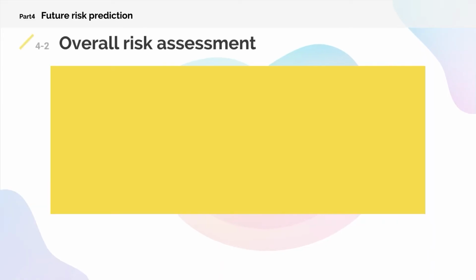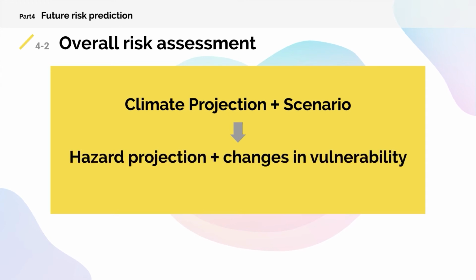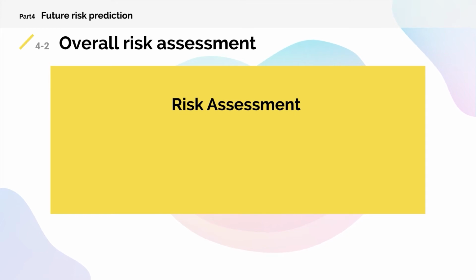A procedure for future risk assessment is illustrated here. First, hazard projections, such as projections on areas likely to be submerged by river flooding, are made from climate models with greenhouse gas emission scenarios. Future risks are then deduced from the results and from exposure and vulnerability information obtained from impact chain analyses.